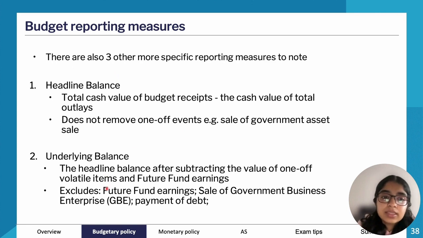But the underlying balance gives us a good indication of the government's financial situation over time. It's basically when you calculate your headline balance, but then you get rid of any of the volatile events. So for example, let's say you had the sale of Australia Post, and you remove that because it's a once-off thing. Once the government sells an asset, they can't sell it again next year because it's not theirs anymore.